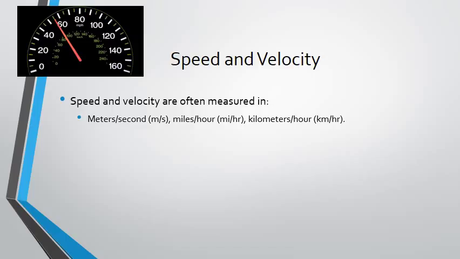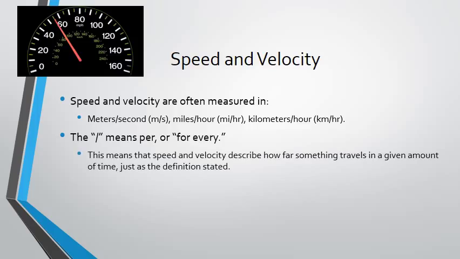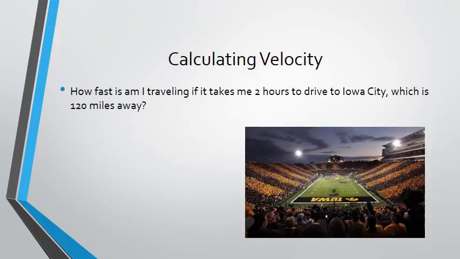And the same thing with kilometers per hour. It is a unit of distance per unit of time. That slash right there means per or for every. This just means that the speed and velocity describe how far something travels per given amount of time. That's just like what we said earlier in our definition.